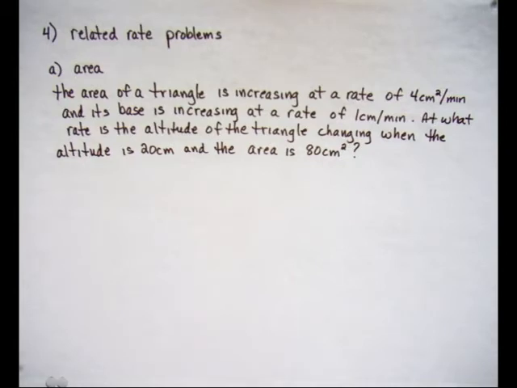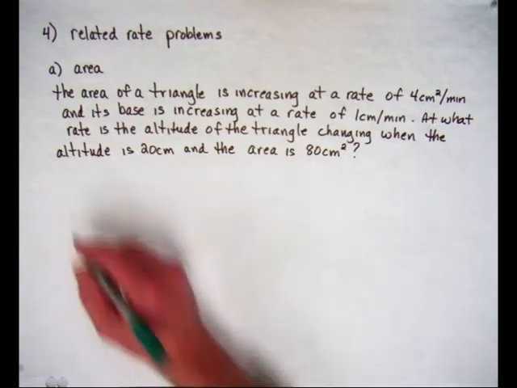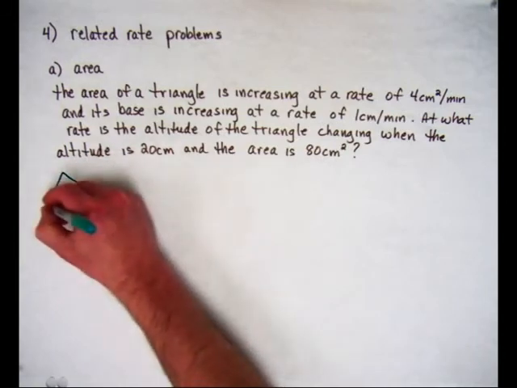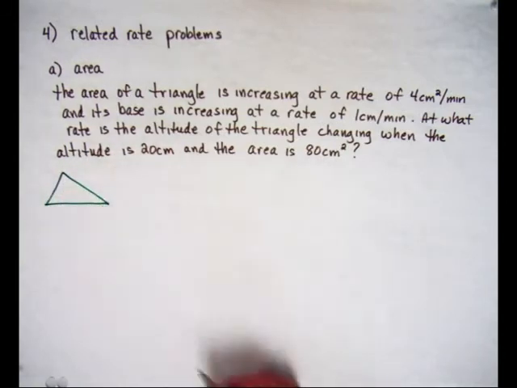So the first thing we need to do is identify our variables. Sometimes a picture is necessary. In this case, it's a triangle. The picture itself isn't really that important in this case. Whether you draw the picture or not is not really essential. But what is essential is that you identify what's changing in the diagram.